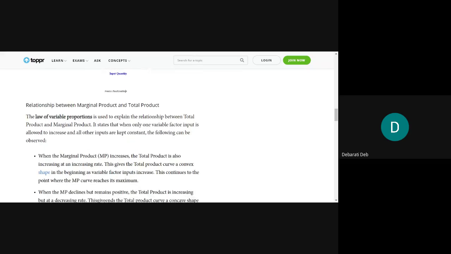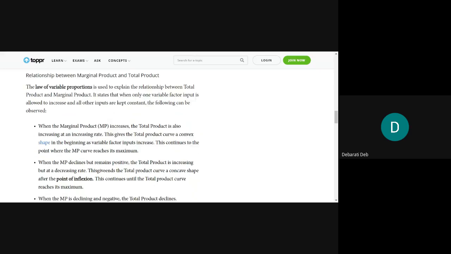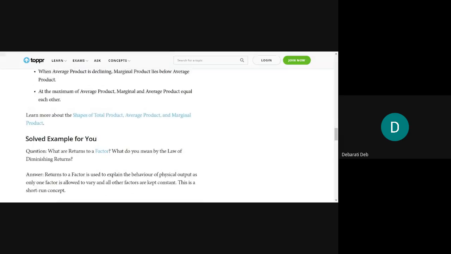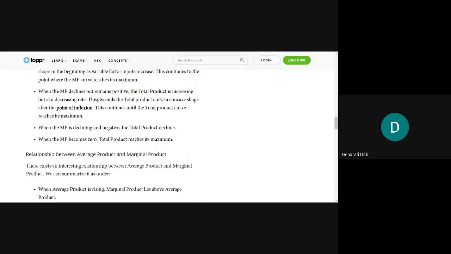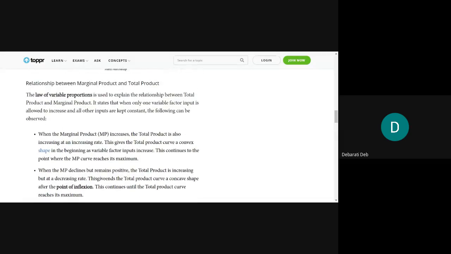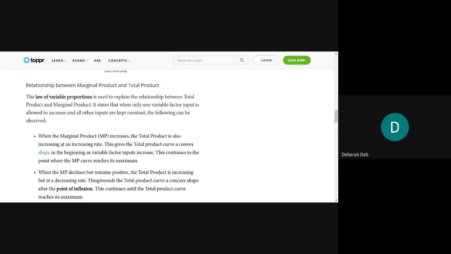This relationship I'll take up tomorrow again, on Monday. I'll first teach you these 2 things: the relationship between average product and marginal product, and between average, marginal product and total product. Then I'll move on to the stages of production. All right, so this much today only. I'll take the attendance and leave you.